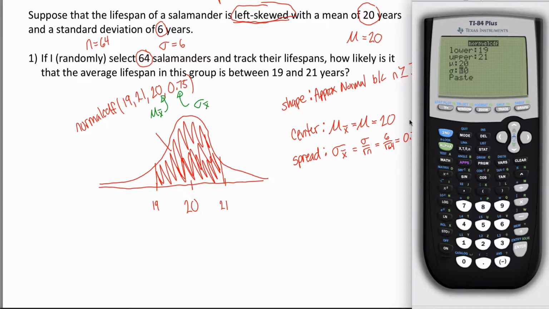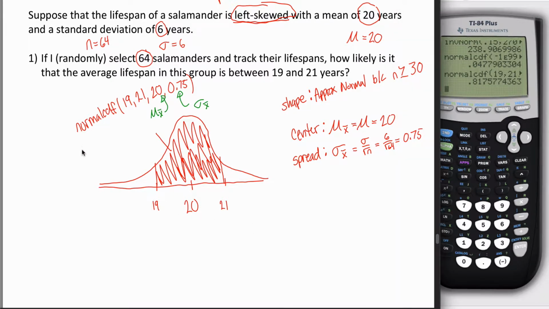By the way, if you didn't want to do this math in your head, it's totally fine if you put in 6 divided by the square root of 64 and let your calculator figure out what that's equal to. You don't even have to close the parentheses. The calculator will do that for you. So it's totally fine to type in an expression like I did there, and then go down to paste. All right, I'm using the normal CDF function on my calculator. My lower bound is 19, my upper bound is 21, my center is 20, and my spread is this expression. If I hit enter, it calculates the area for me. It tells me this area right here, in red, is 81.76%.